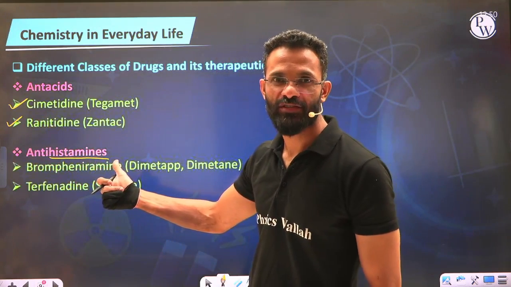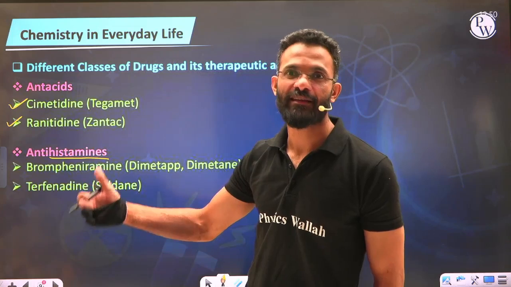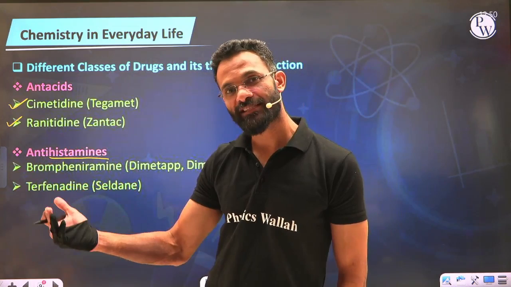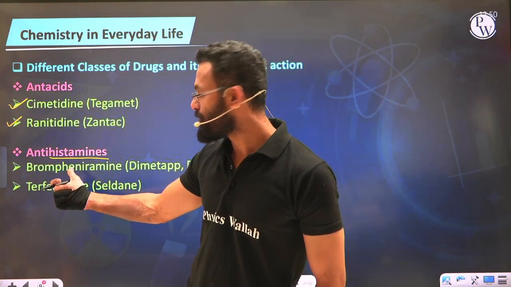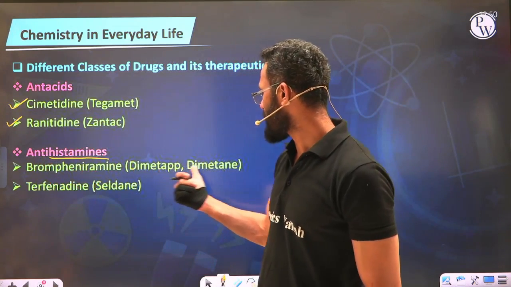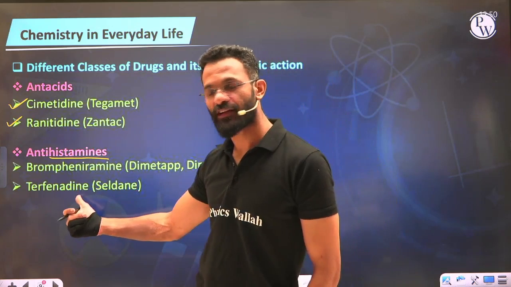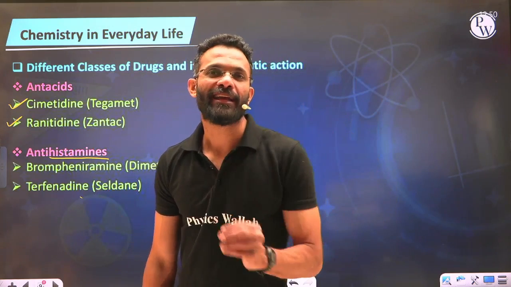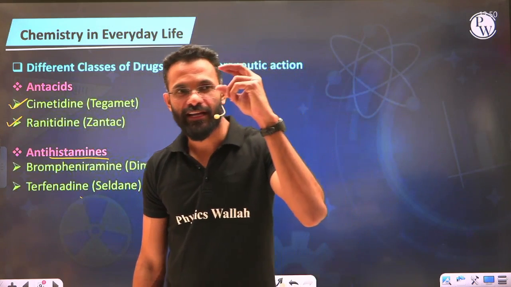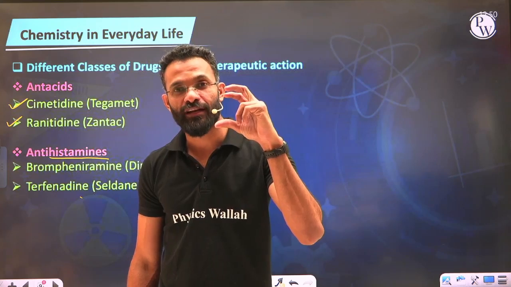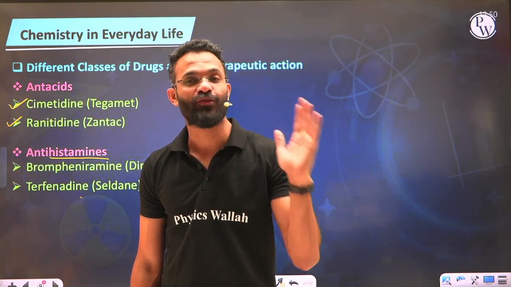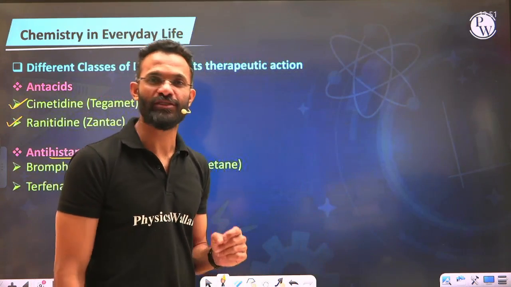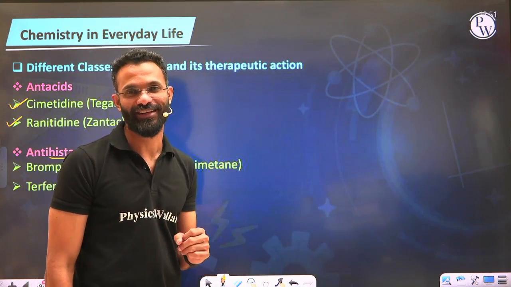Antihistamines are the ones which inhibit the function of histamine. Histamine is the one which causes allergic reactions in the body. So which are the examples of antihistamines? Brompheniramine, also known as Dimetapp, and then terfenadine, also known as Seldane. Guys, I would highly recommend that you take a particular category and write down the names of drugs related to that category at least 4 to 5 times so that you will be able to remember it, because you will find maximum questions will be related to the names of drugs only.